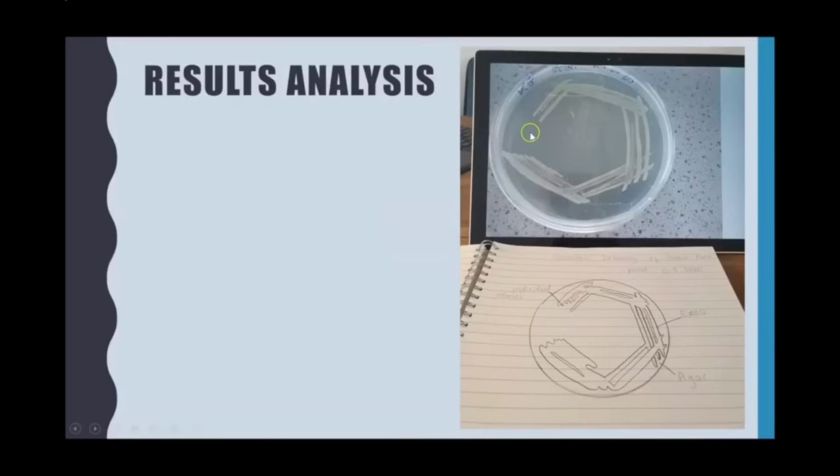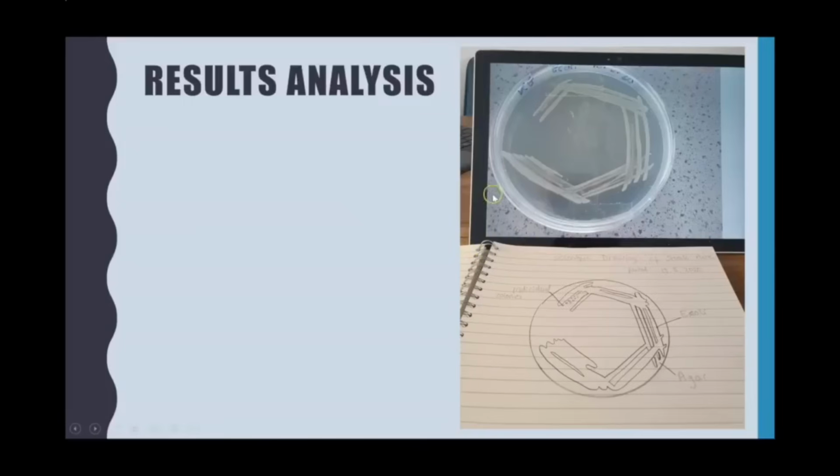So that was my plate, and here's my scientific drawing. So make sure you've got a title, you've got your labels, and you haven't got any overlaps, gaps, or shading. It's just to show general position, shape, and proportions. So that's the results analysis for the streak plate.